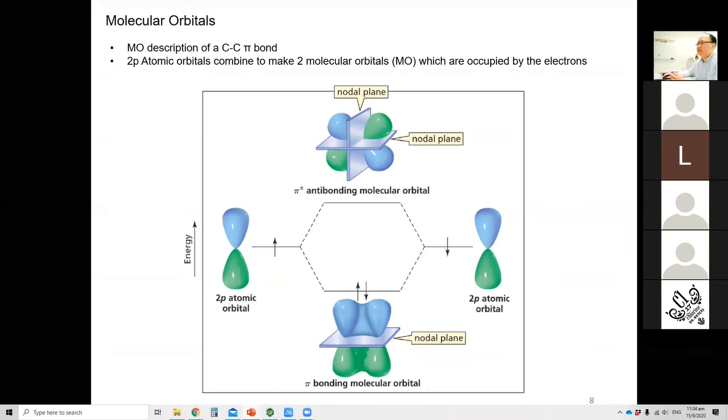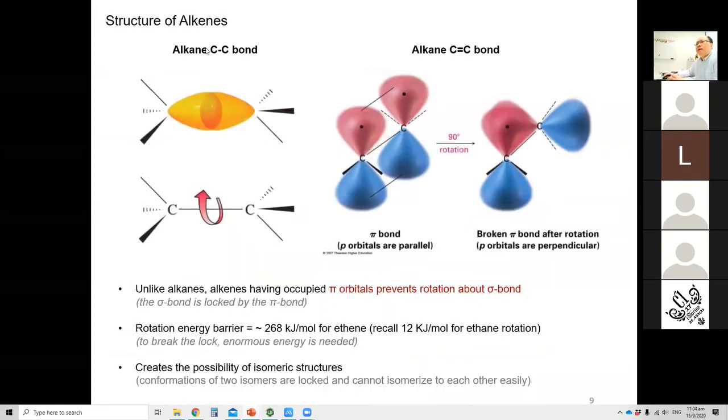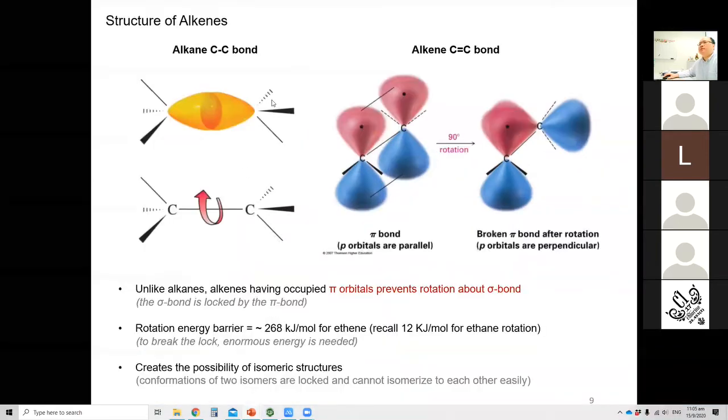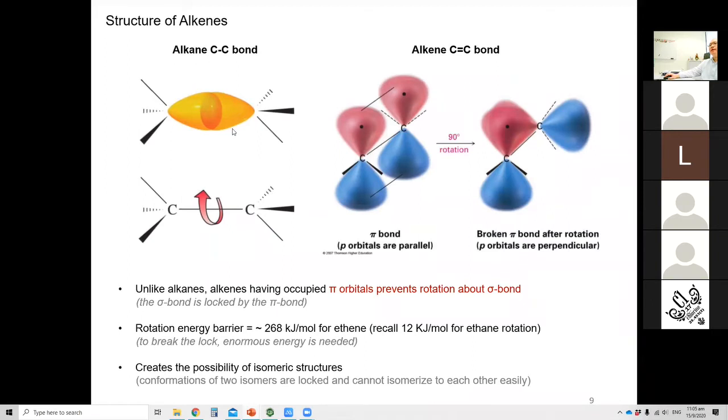So compare with alkanes. The alkene structure is very different. As we learned in the last chapters, all the conformations of the alkanes come from the free rotation of the carbon-carbon sigma bond, right? Because it can rotate. Then different groups on this carbon can have a different relative position to groups on this carbon, right?